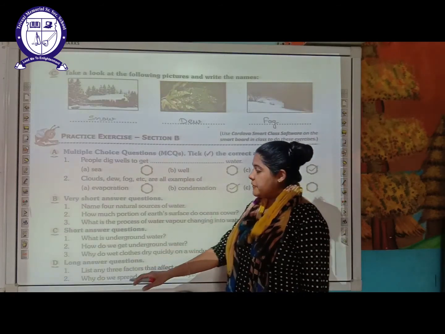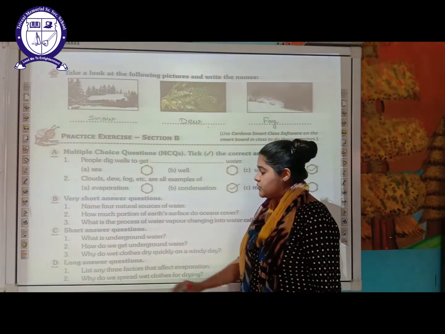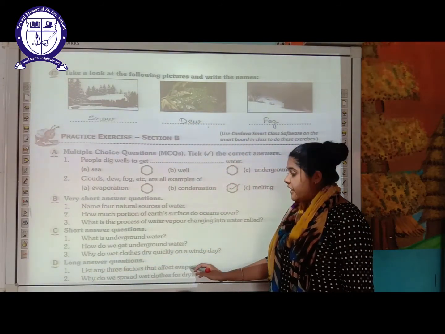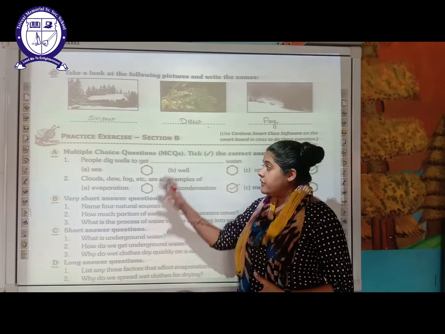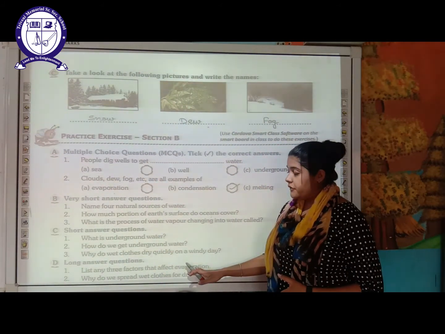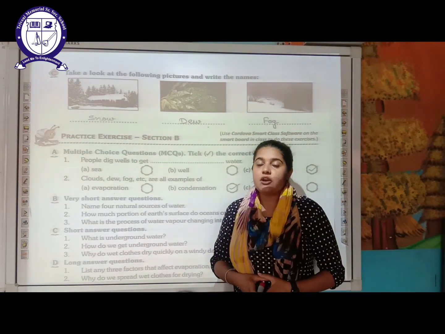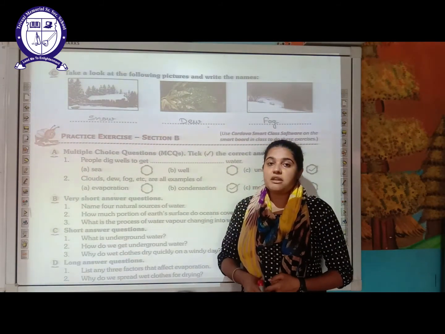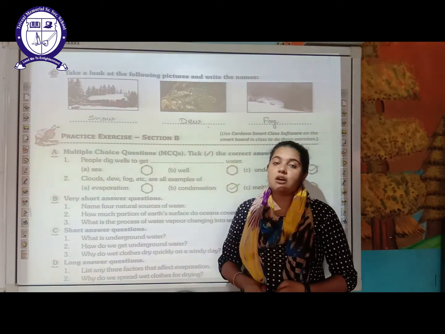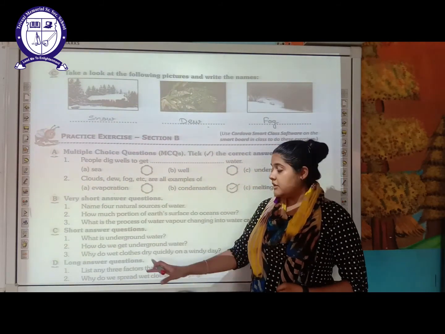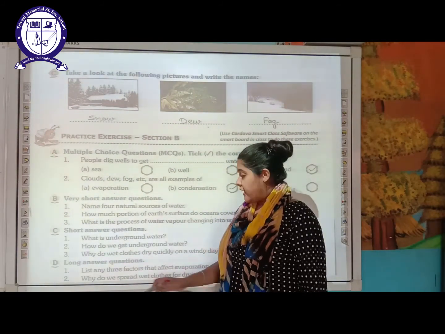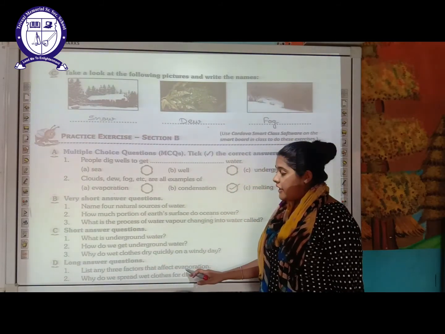Moving on to the next type of question, that is the long answer questions. Here the first one is, list any 3 factors that affect evaporation. In the videos we have discussed that there are 4 different factors which affect the rate of evaporation. You have to write any 3 of them. The first one is when the weather is windy. Second, when the temperature is very high. And the third is when there is dry air, so when the air is dry. These affect the evaporation.